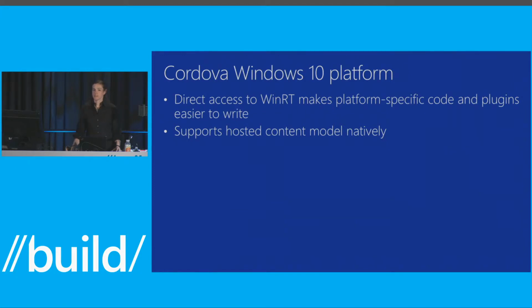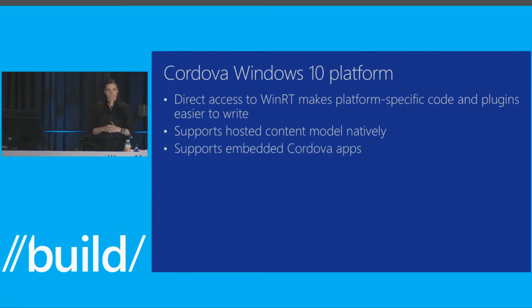Part of WWA's set of enhancements in Windows 10 is the supported hosted content model. This means if part of your app, say a page or two of your app, is on your website, it's part of your mobile website, and you really just want to point out there and tell your app, just go get that page and make that part of my app because I don't want to update it all the time and resubmit it to the store, you can use the supported hosted content model directly within your Cordova app.